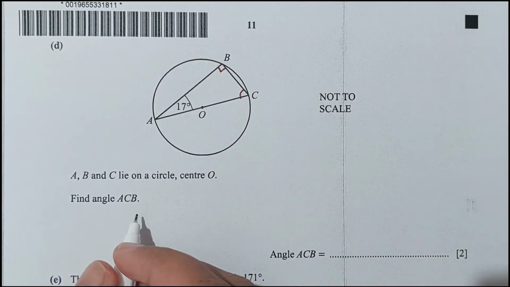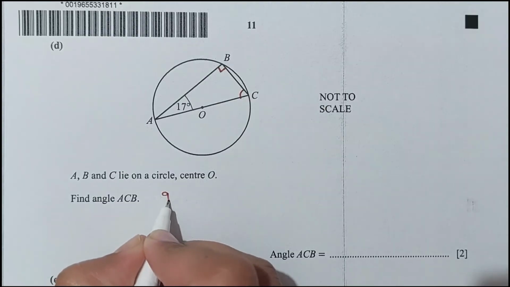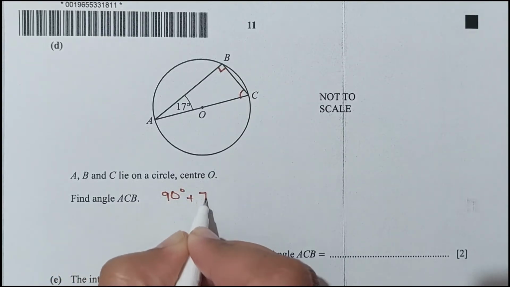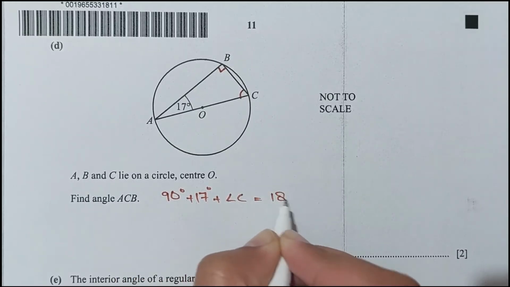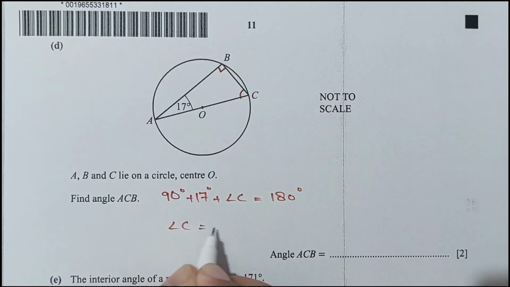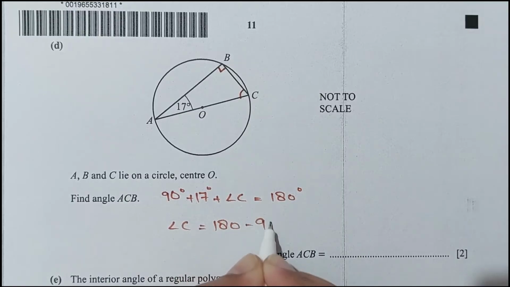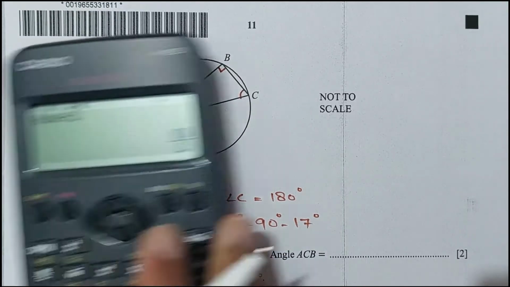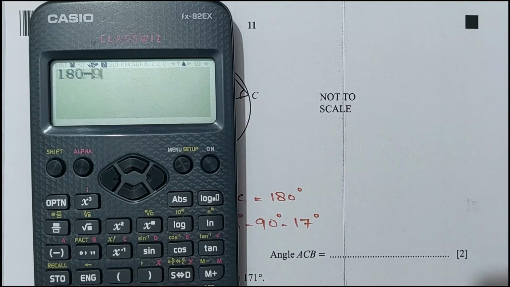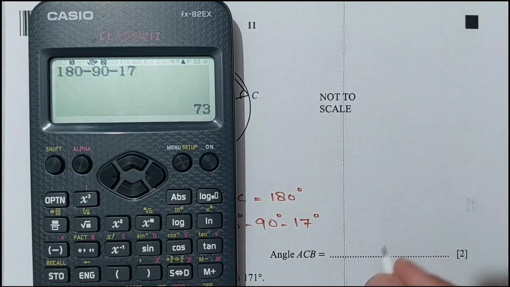The sum of all angles is 180. One angle is 90. Another angle is 17. Let's say angle C plus 90 plus 17 equals 180. So what is angle C? From 180, subtract 90 and subtract 17. Okay, 180 minus 90 minus 17, 73 degrees is that angle.